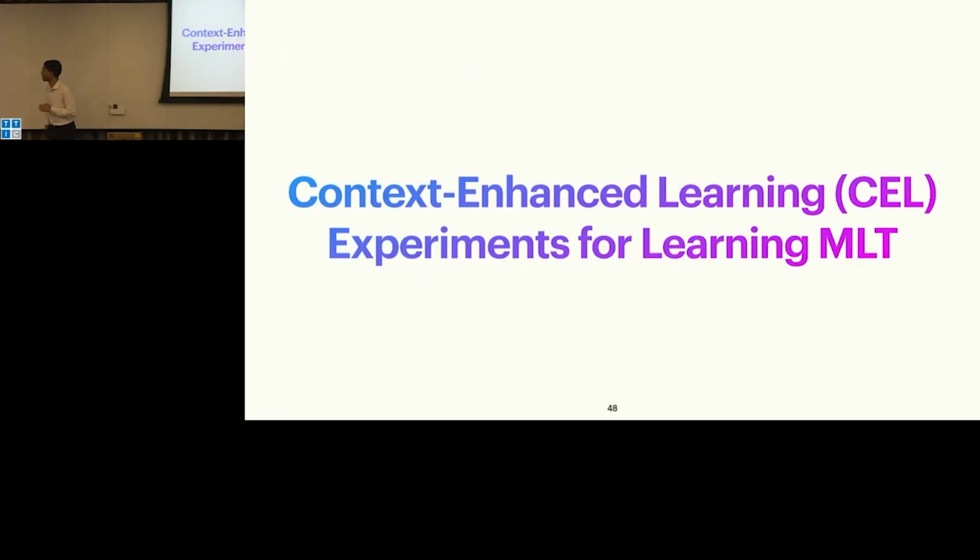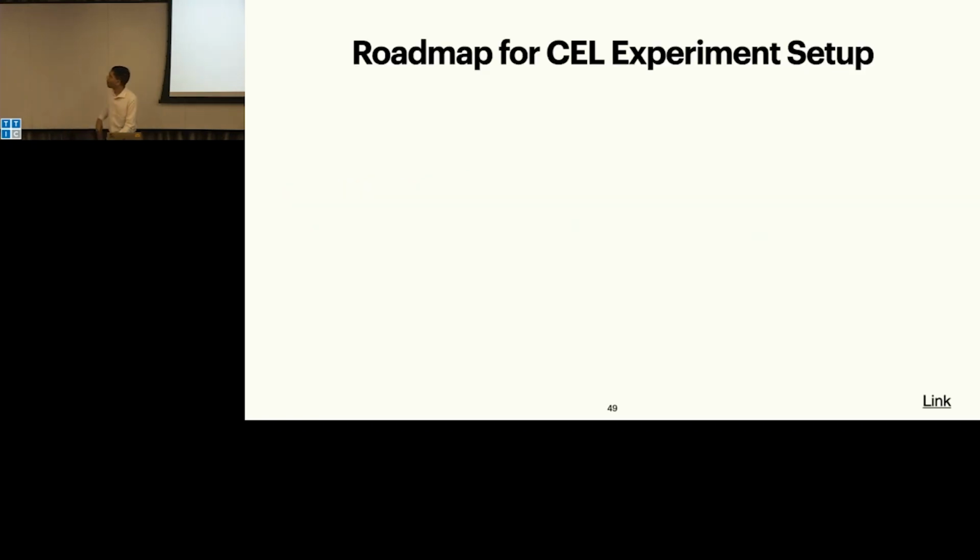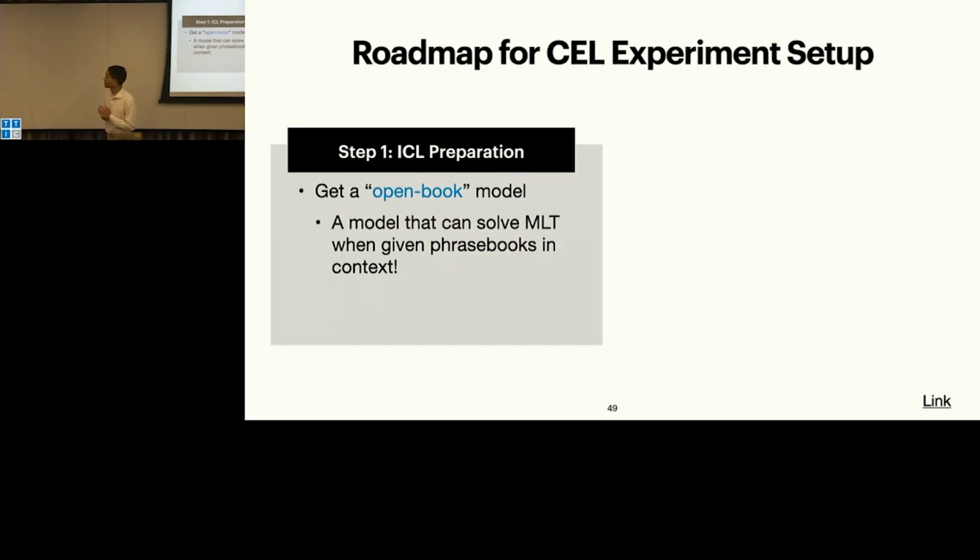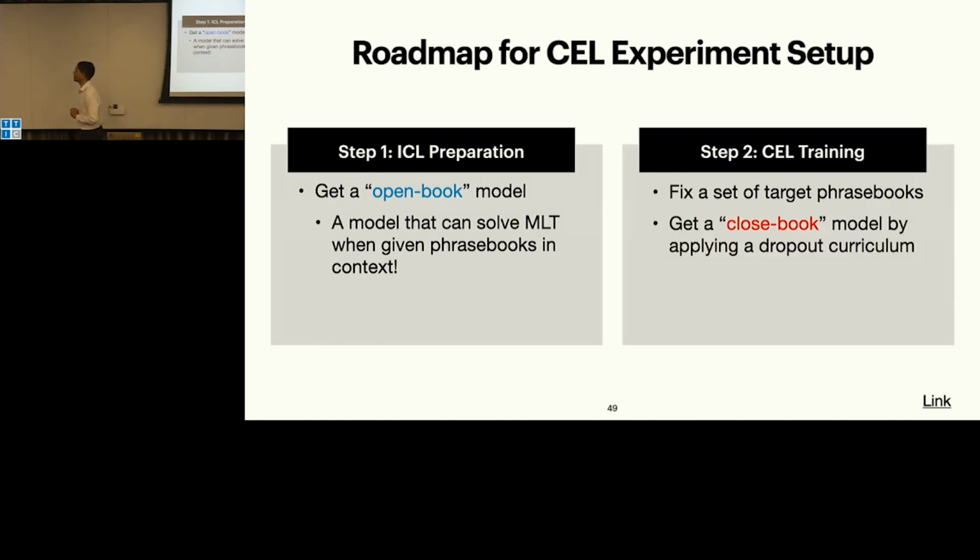So let's talk about the experiments for the multi-layer translation task. We have two primary steps in our setup. The first step is to get an open book model, a model that can understand the phrase book information and solve the task. And the second step will be called context enhanced learning, where we now make the model independent of the phrase book information.